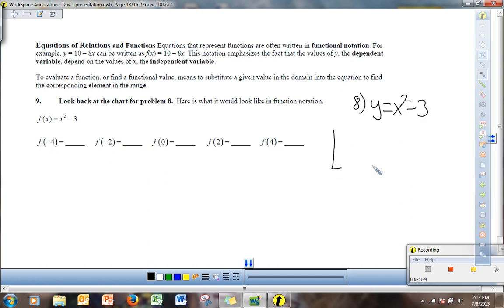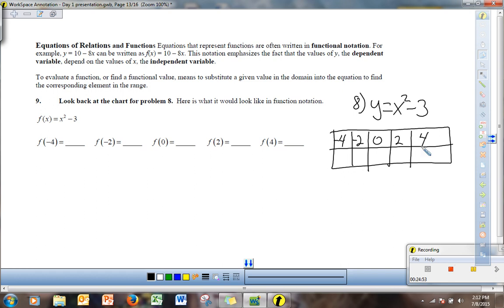And I gave you this little chart where I asked you to run through -4 and -2 and 0 and 2 and 4 if I remember right. Here's the same problem written in function notation. This and this are the exact same thing. Notice number 8 said y equals x squared minus 3. Number 9 says f of x equals x squared minus 3.